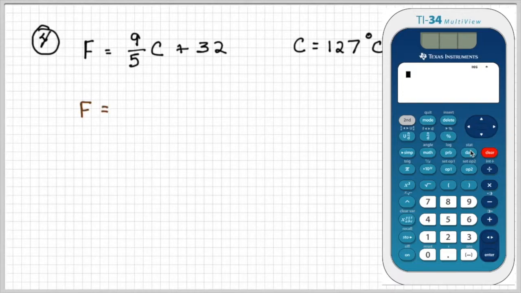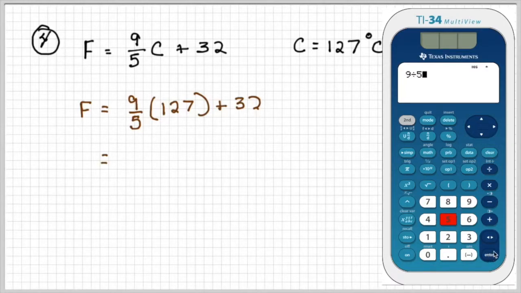So it's F equals 9/5. We're substituting, so we put it in parentheses, plus 32. Then we go right to our calculator. Now that 9/5, you could put as a decimal if you wanted to. It's going to be like a 1.6 or something like that. 1.8. We can find out. So if we did 9 divided by 5, it's going to tell us 1.8. So we could just use 1.8 throughout instead of the 9/5.